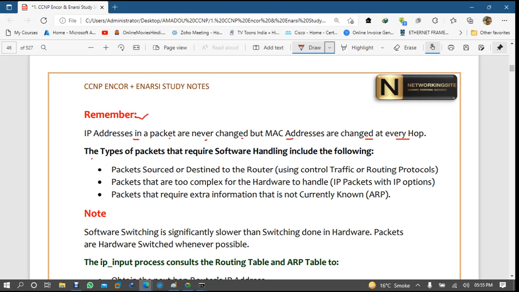Now, the types of packets that require software handling include the following. Packets sourced or destined to the router, using control traffic or routing protocols. So you can say normally when a packet is coming to the router, it uses routing protocols to forward the packet from source to destination, right? Packets that are too complex for the hardware to handle used to be dropped. Now, packets that require extra information, maybe some packets do not have information, so at that time the router will keep those packets on hold and it will run an ARP lookup.